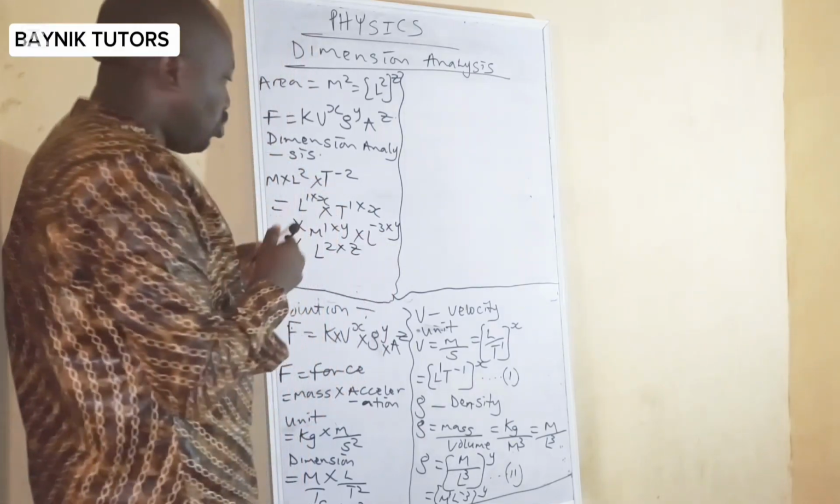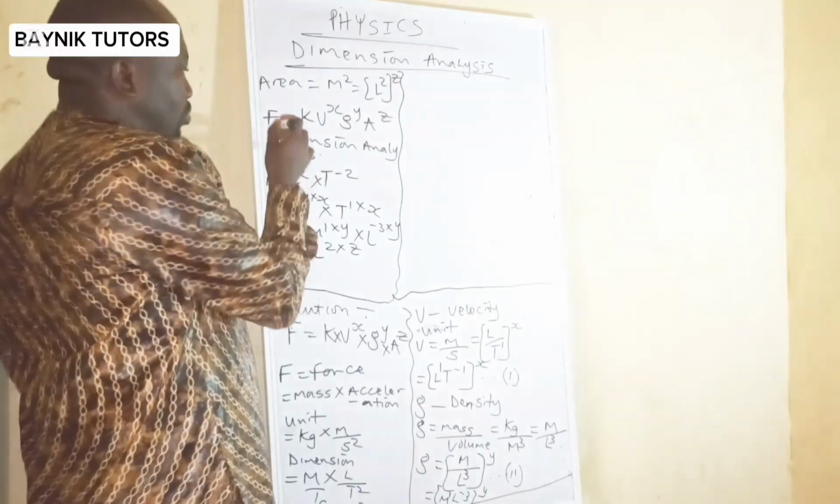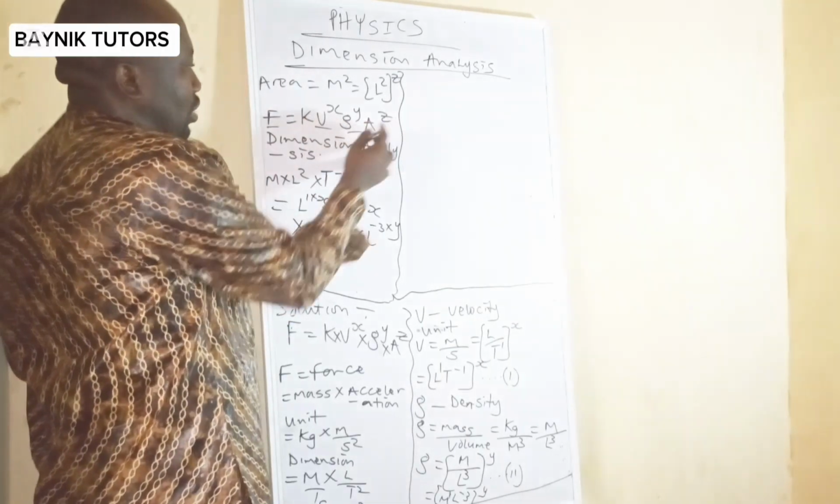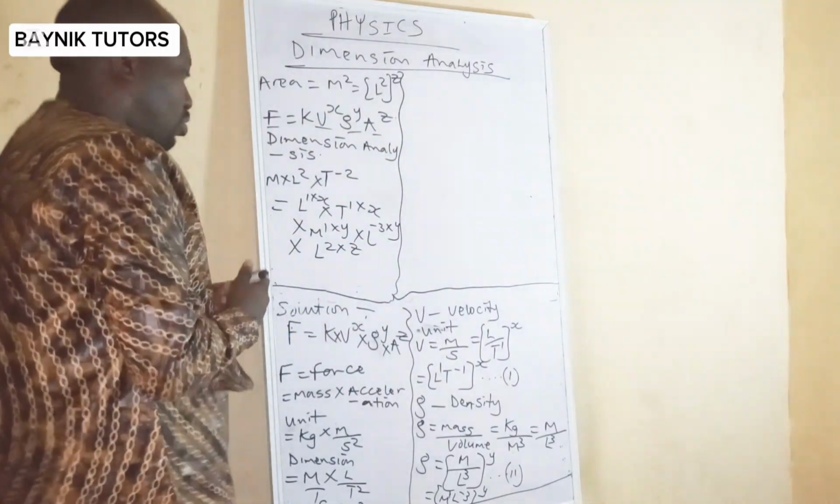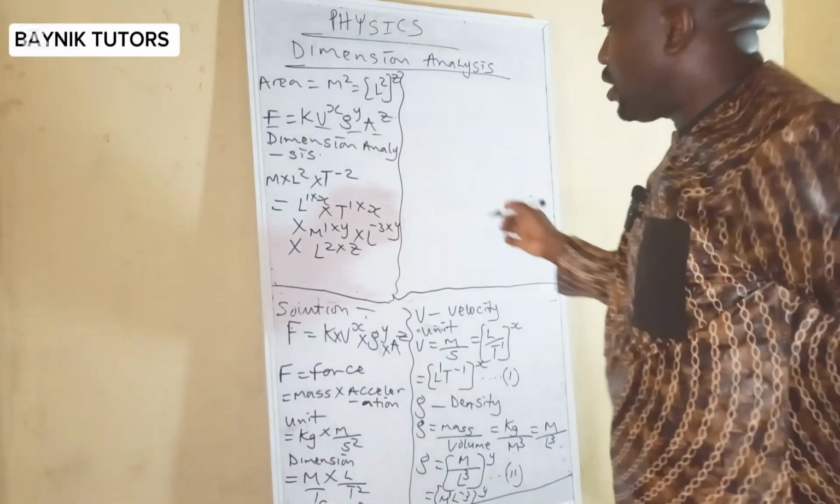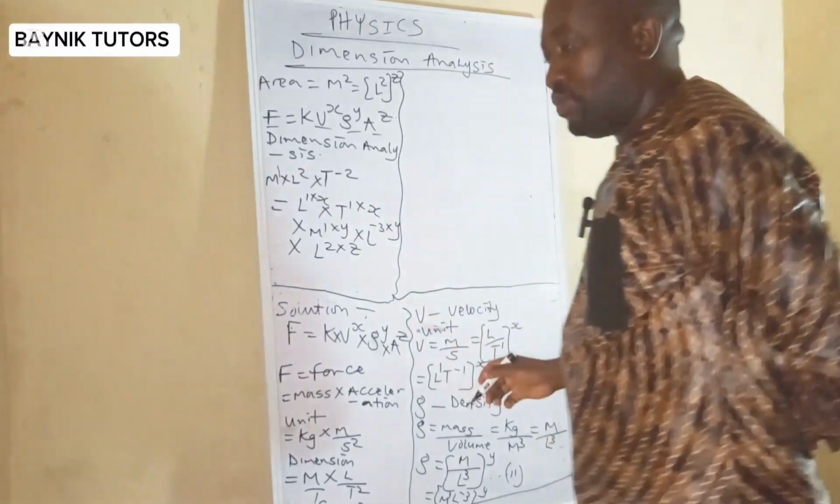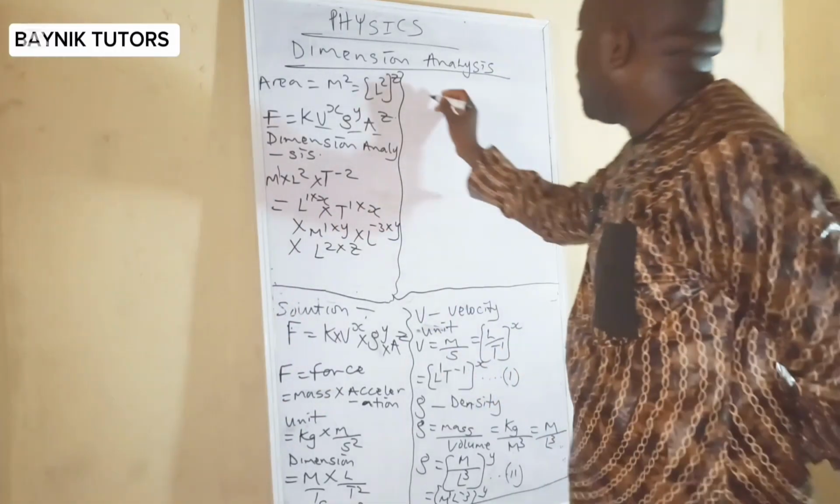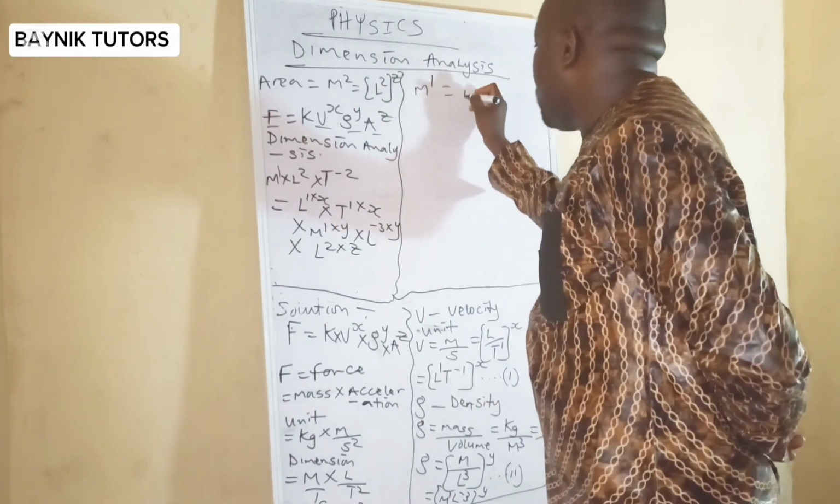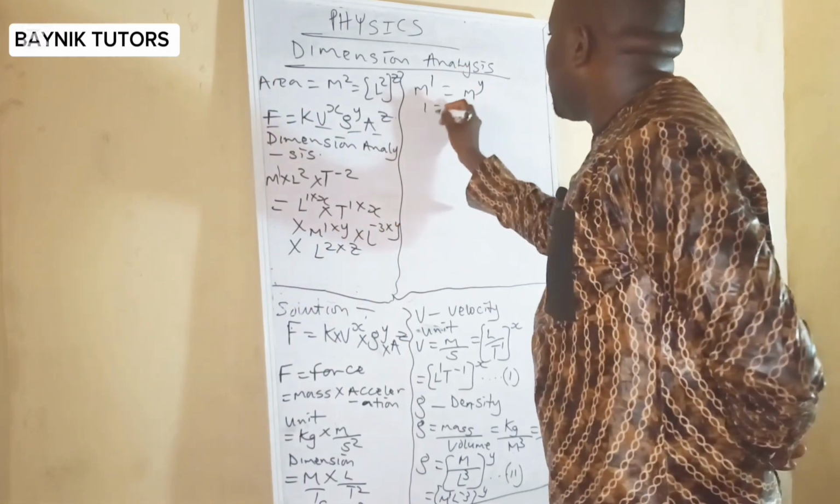So we want to do a comparison of the force with the three quantities here, based on the dimension of all of them, so that we can get x, y, z. So from here, I can now say, this M raised to power 1 is equal to M raised to power y, because 1 times y will be y. So 1 is equal to y.